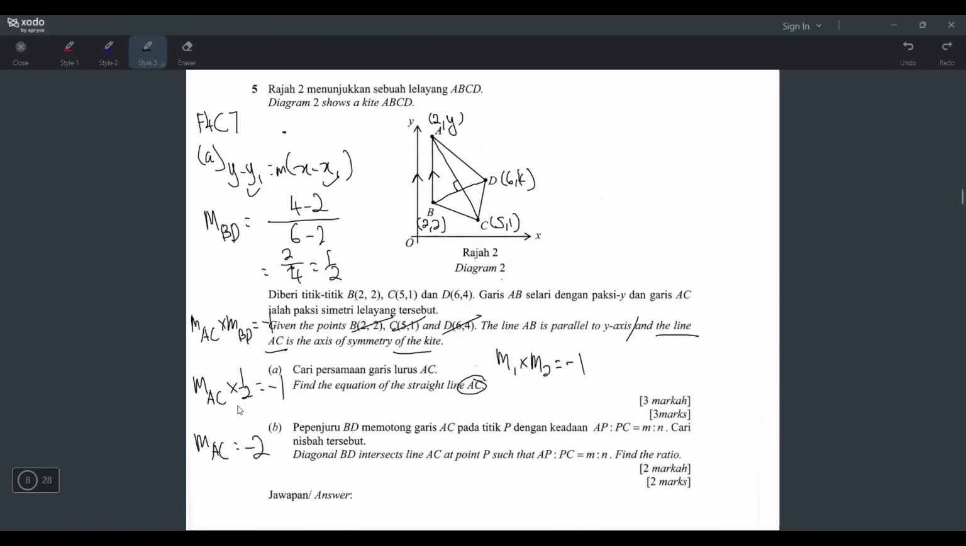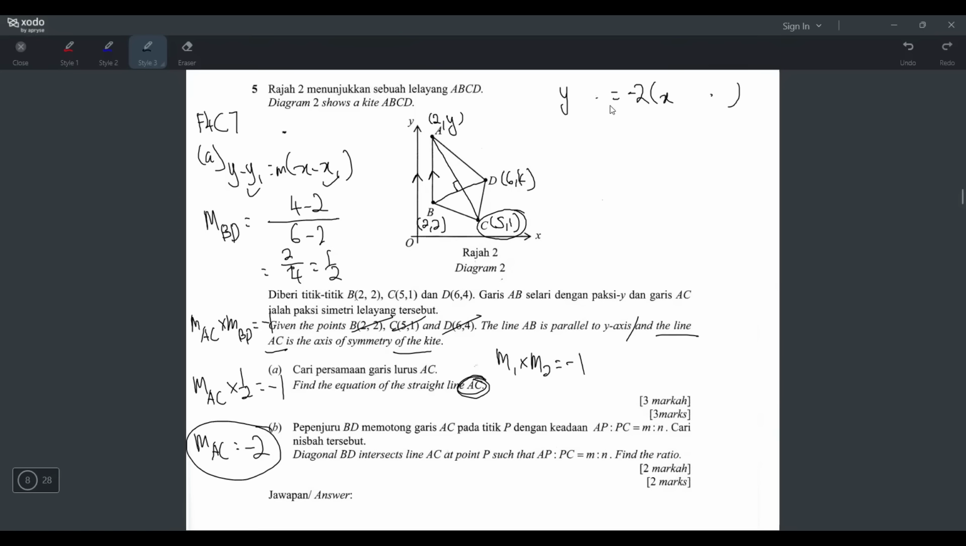So you'll get -2. Now that you have your gradient, and you also have a point that you can use for the x1, y1, now you can put it inside this formula. So it becomes y minus something equals gradient times x minus something, and for the gradient it will be -2 lah, because you are finding the equation of AC. So mestilah you masuk gradient AC.